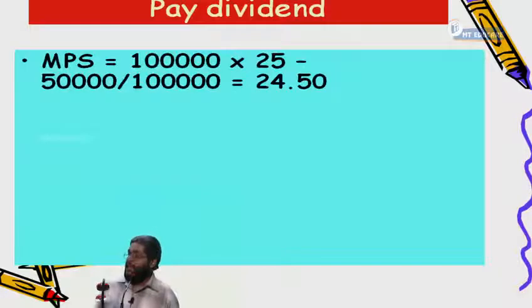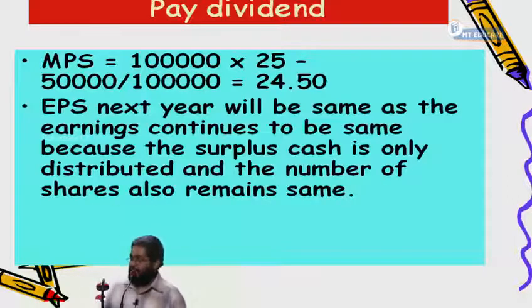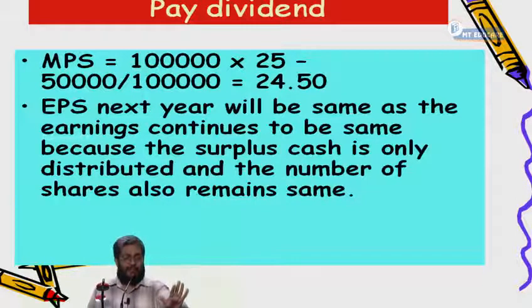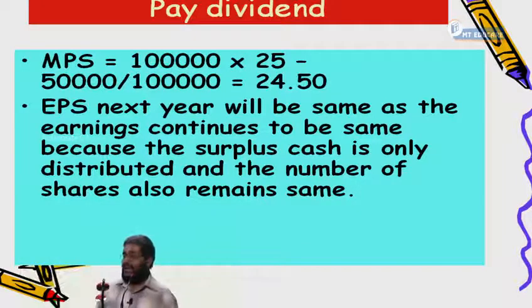Pay dividend. MPS is 1 lakh shares into 25, a 25 lakh rupees company. What has gone out? 50,000 rupees of surplus cash has gone out. It has become a 24 lakh 50,000 company, shared by 1 lakh shares. When dividend is declared, MPS becomes 24.5. Accept or not? The EPS next year will be the same. When dividend is declared, EPS will not change because I did not distribute any asset cash, only surplus cash. I do the same project, I get the same 3 lakhs, the same 1 lakh shares are there. The EPS will remain the same 3 rupees. Now respond yes or no.